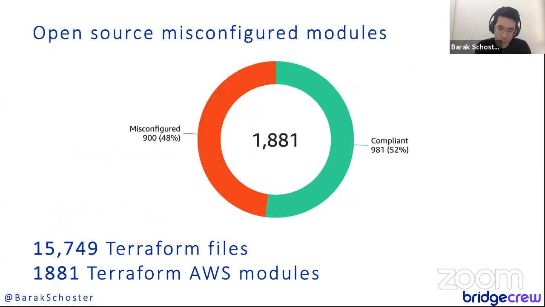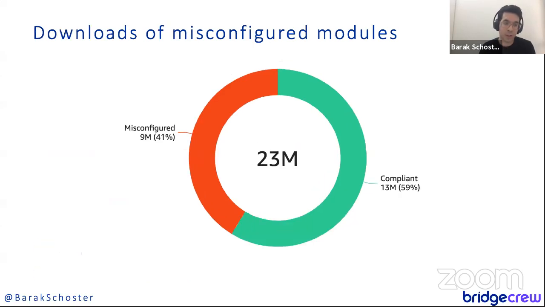So the research that we've started to do is to scan, or sample, a set of open source modules. Over here you can see statistics only over AWS Terraform modules. We scanned over 1,800 Terraform modules with over 15,000 Terraform files. And what we found is that 48% of those modules were misconfigured, which is a huge amount of modules, while 52% are compliant, but there is still a huge amount of resources that are not.